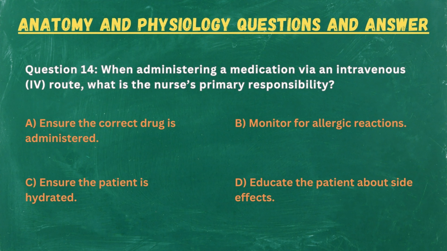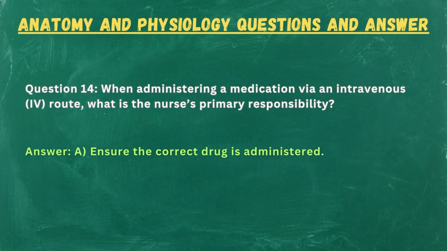Question 14. When administering a medication via an intravenous IV route, what is the nurse's primary responsibility? A. Ensure the correct drug is administered. B. Monitor for allergic reactions. C. Ensure the patient is hydrated. D. Educate the patient about side effects. Answer: A. Ensure the correct drug is administered.